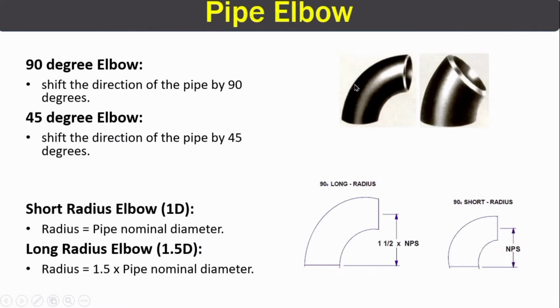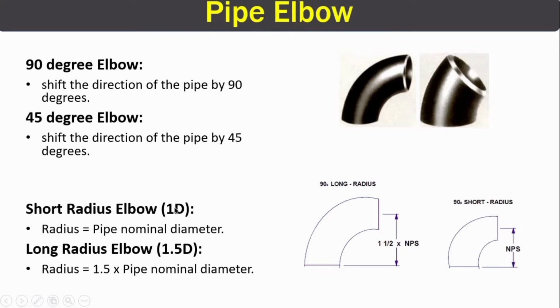From this image, you can clearly observe the difference between the 90-degree elbow and the 45-degree elbow. The 90-degree elbow shifts the direction of the pipe by 90 degrees, and the 45-degree elbow shifts the direction of the pipe by 45 degrees. In a short radius elbow, the radius equals its nominal pipe size. In a short radius elbow, the radius is equal to the pipe diameter.